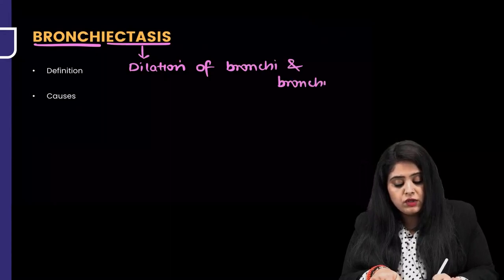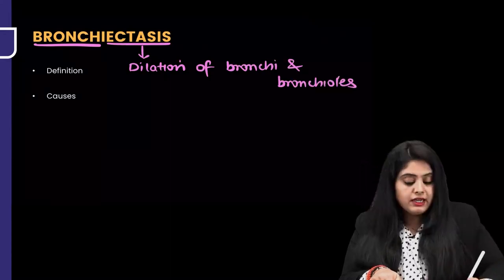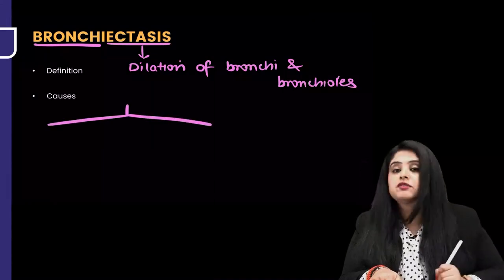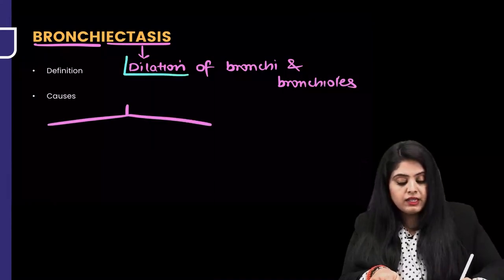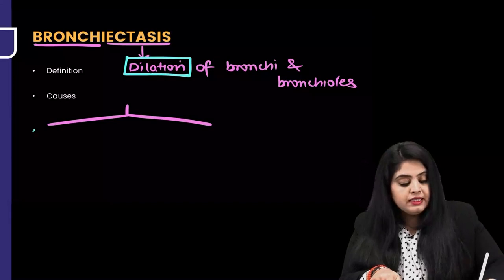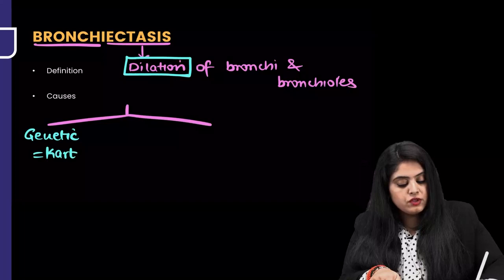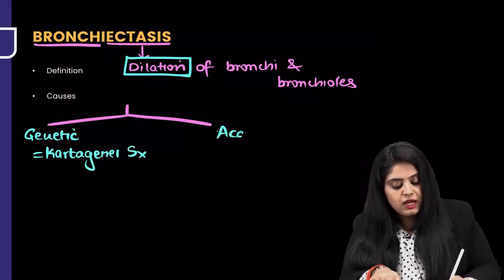There are lots and lots of reasons for it, but there are two reasons or two sets of reasons which I want to delineate. Why are the bronchi and the bronchioles getting dilated? Either there is going to be a genetic cause, which is the very, very famous Kartagener syndrome, or it is going to be the acquired causes.